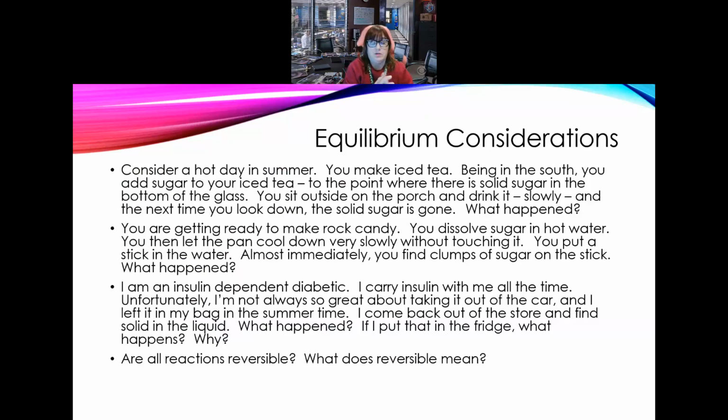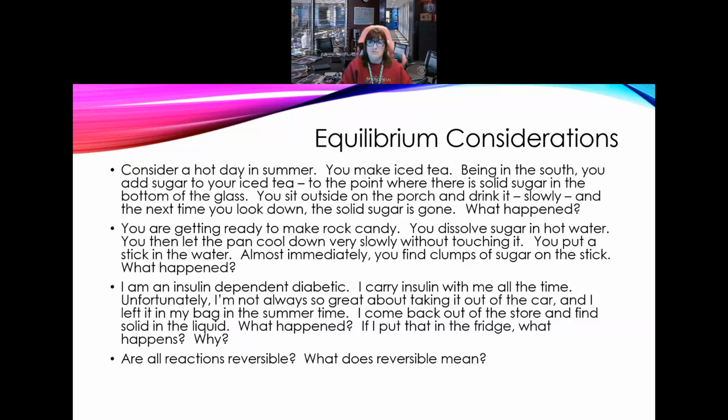Some other things I need you to think about before we get into real definitions. So it's a summer day. We're here in South Carolina. You make iced tea. Pretty common here. Being in the South, you add sugar to your iced tea to the point where there's solid sugar at the bottom of the glass. Fairly common. You sit outside on the porch and drink it slowly, and the next time you look down, the solid sugar's gone. Why? What happened?